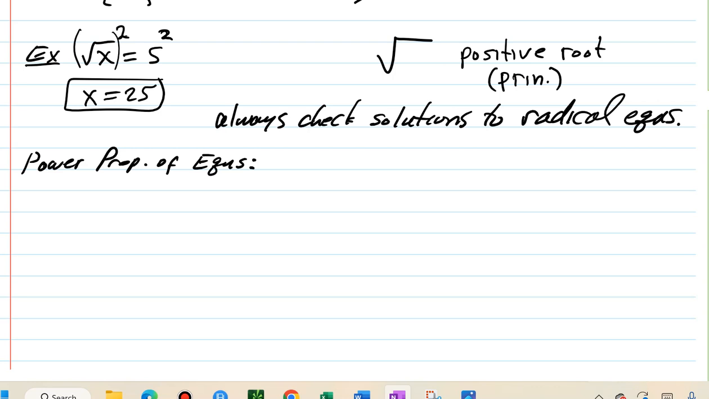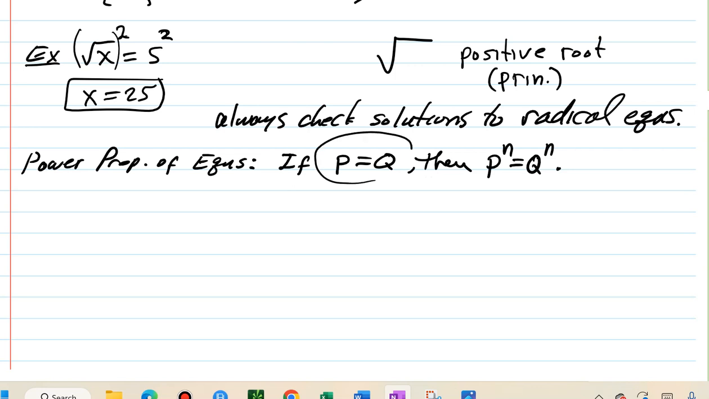The power property of equations says that if we have two algebraic expressions, let's say if P is equal to Q, then we can raise P and Q to the same power. So P to the n is equal to Q to the n. Now this expression is in the form of if-then. That means it will for sure work from left to right. If this presupposition is true, then the conclusion would be true.